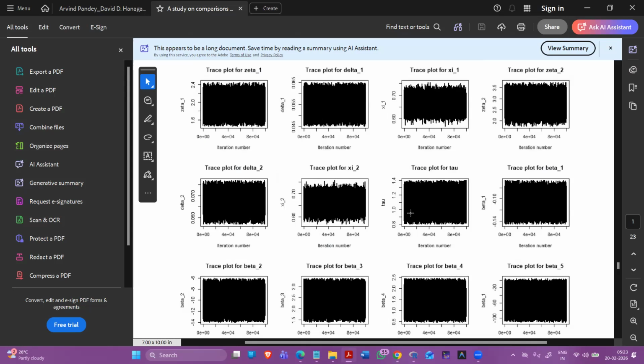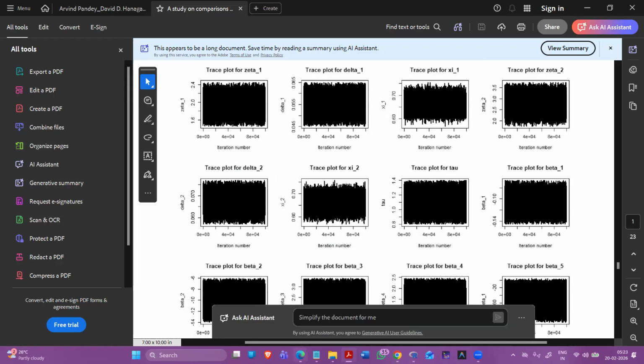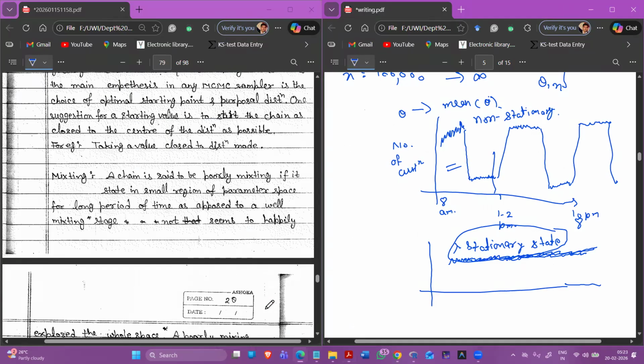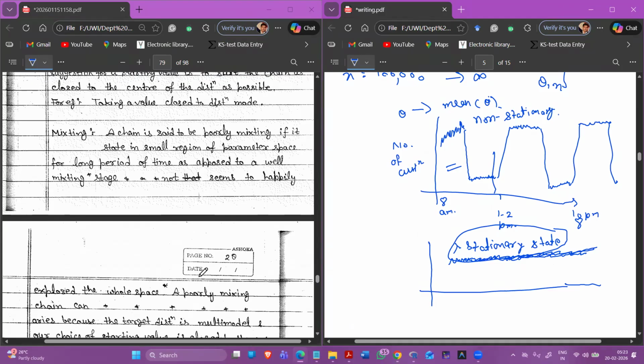So that is the mixing. For good mixing, the initial guess is very important. Most people don't follow that. They don't even know this concept of finding the initial guess or finding the well mixing. All right.